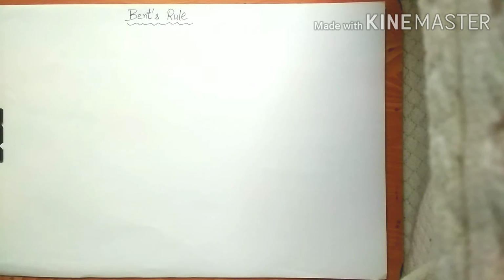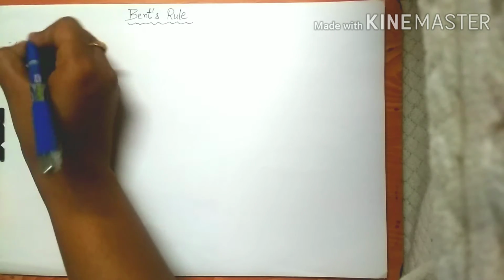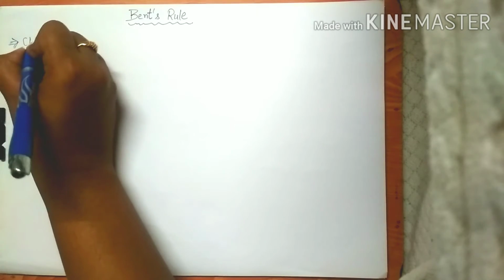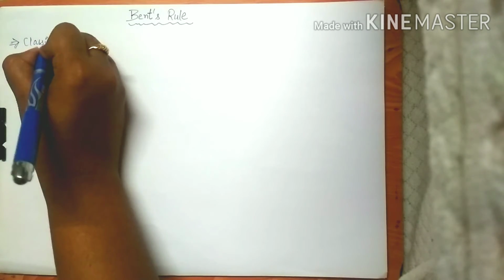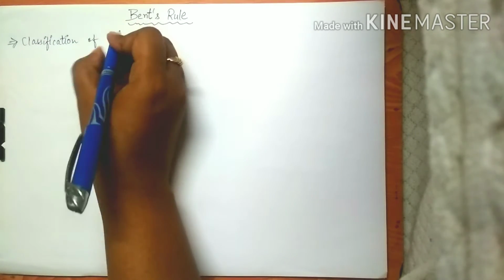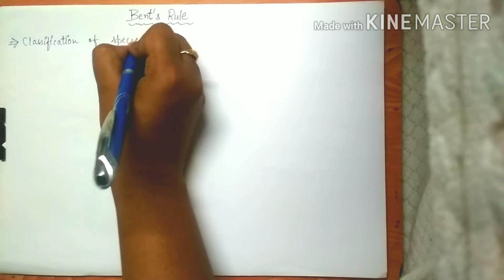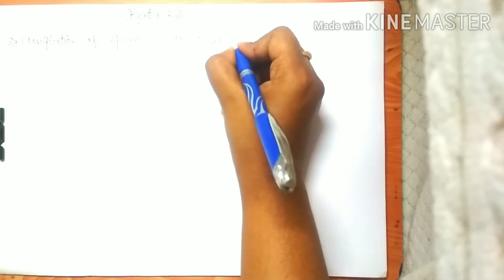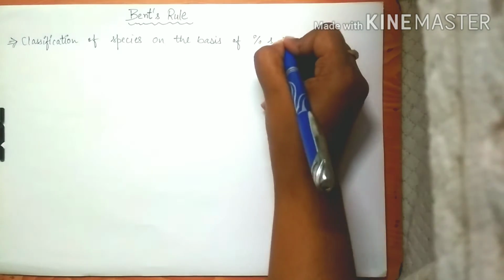So there was one topic left in chemical bonding, and that is Bent's rule. Before starting Bent's rule, we need to understand one or two concepts, then we'll move on to the rule. First, we are going to study the classification of species on the basis of percentage S character.